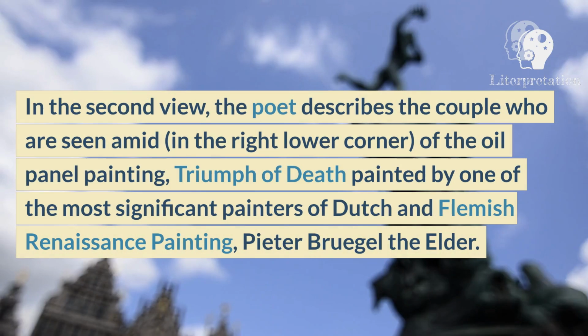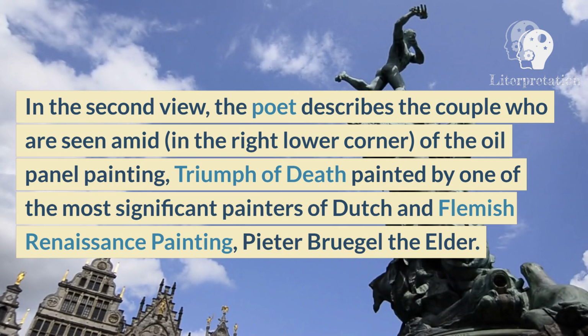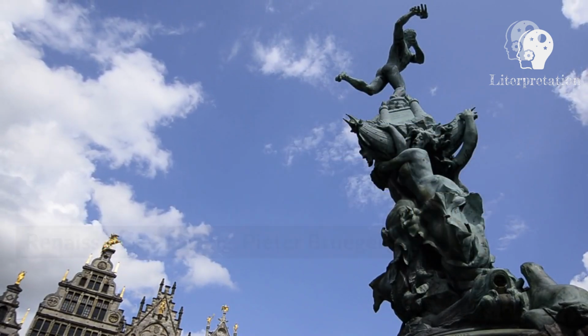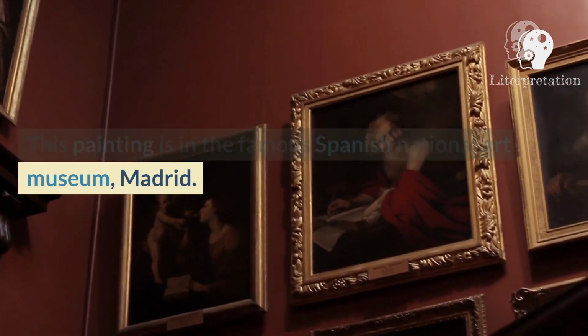In the second view, the poet describes the couple who are seen in the right lower corner of the oil panel painting, Triumph of Death, painted by one of the most significant painters of Dutch and Flemish Renaissance painting, Pieter Bruegel the Elder. This painting is in the famous Spanish National Art Museum, Madrid.